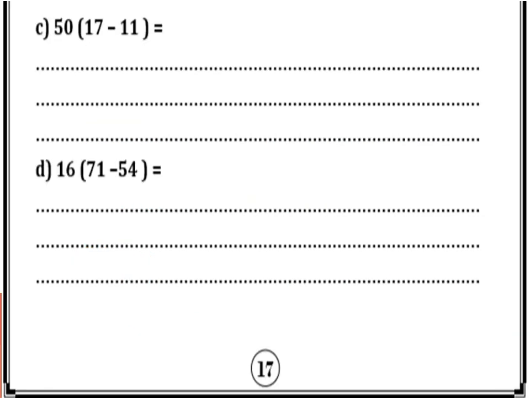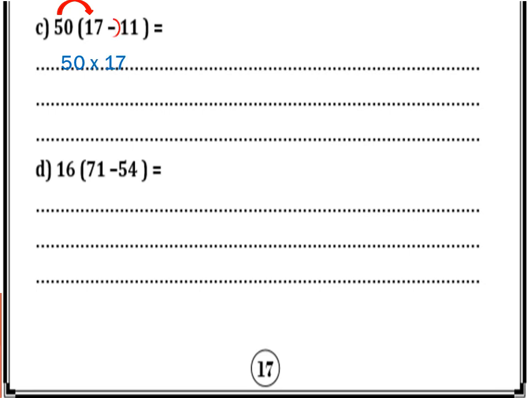And now in letter C, we have 50 times 17 minus 11. Can we put it on calculator and find the final answer? No, we have to write with the steps, or we have to solve the question using distributive property. Here we have bracket, so it will be case 3. So let's distribute the 50 over the bracket. So it will be 50 times 17.